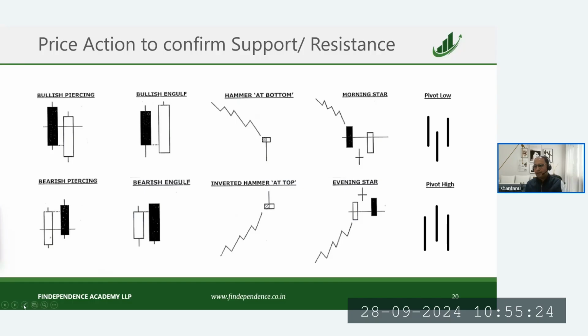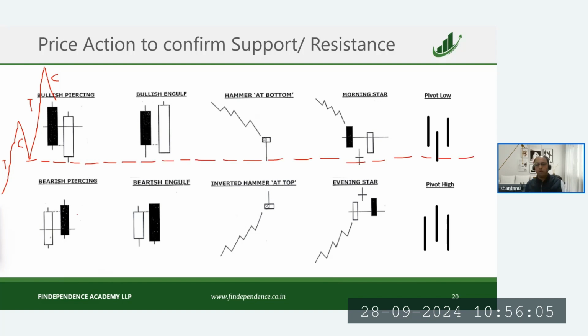Now let's say you have a trend in place. So this is a trending move, and then you have a correcting move, then again a trending move, and now you have a correcting move. Now here, if you see, the previous swing low is somewhere here. So let's mark this as the previous swing low. So this becomes my probable area of support. Now I have a trending move, correcting move.